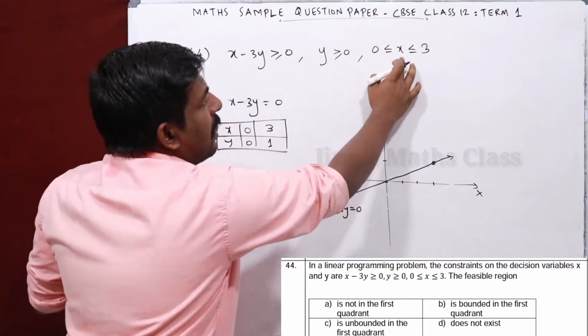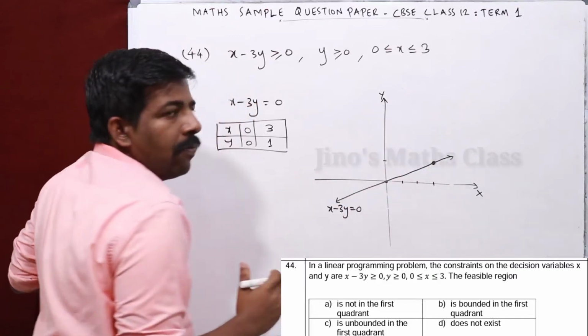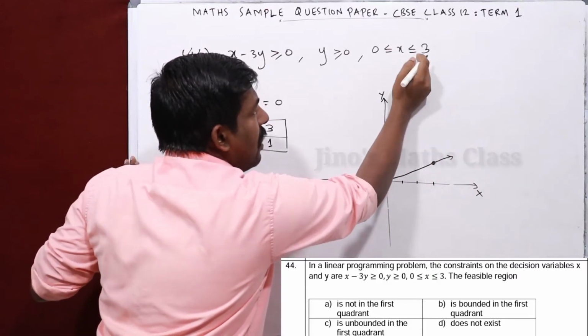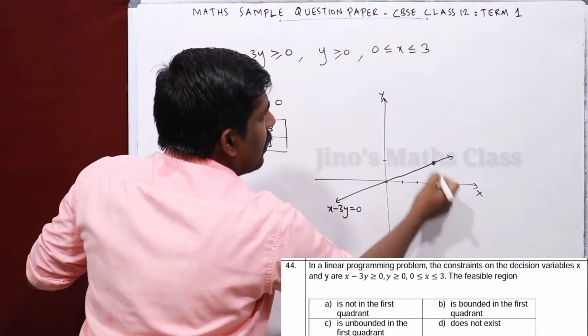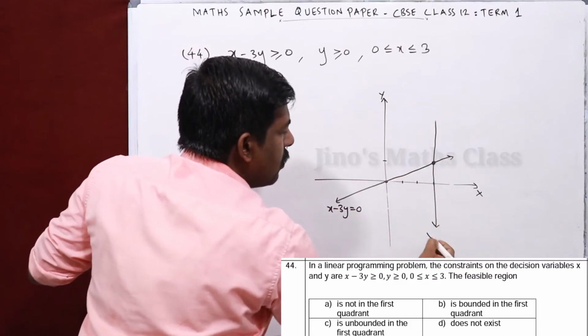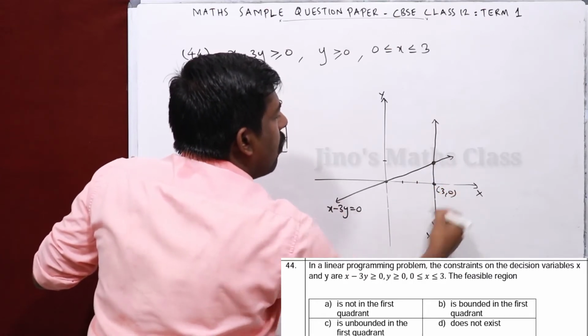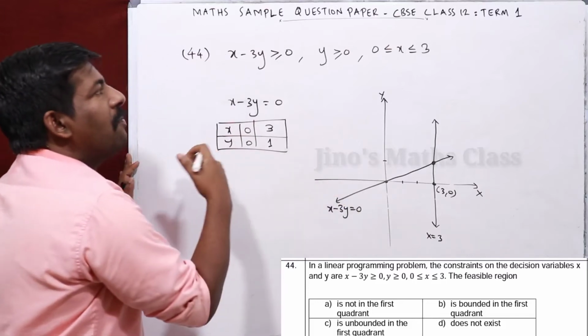Then you can see here x values are greater than or equal to 0, means it is right hand side of y. And next condition, x lesser than or equal to 3, means here x equal to 3. We already know that is a line parallel to y axis. So this is only x is equal to 3, because here it is 3, 0, right? Now we can check about a feasible region.